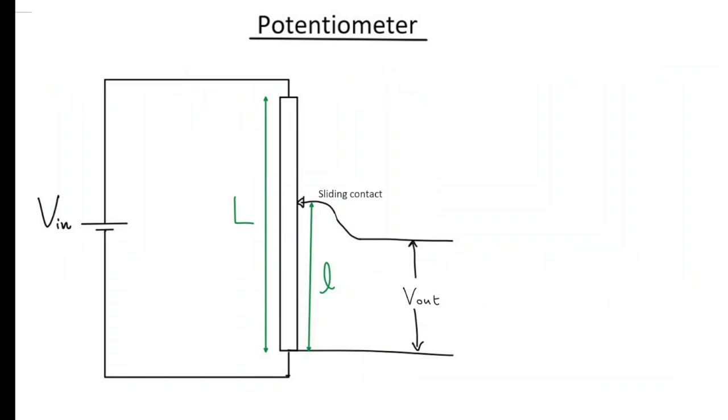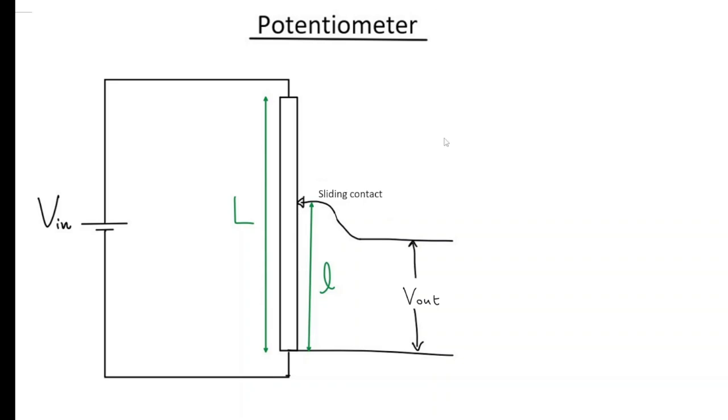The next thing you need to know is about potentiometers. So potentiometers are also an application of potential dividers, slightly different variation. Now here the total input is given to a length of resistor, marked as capital L here.